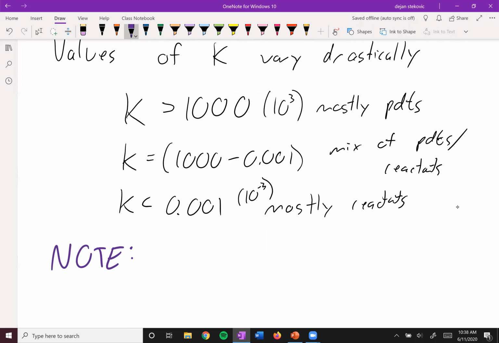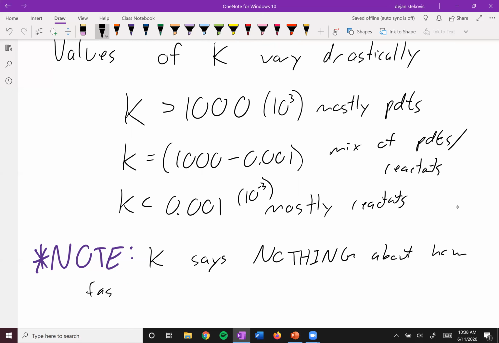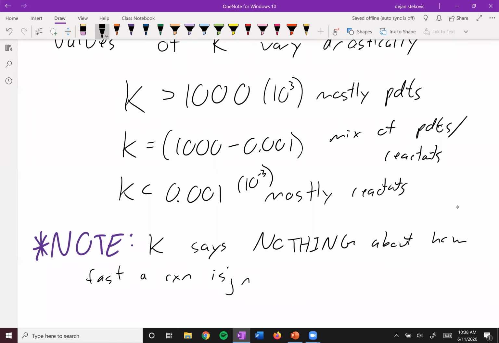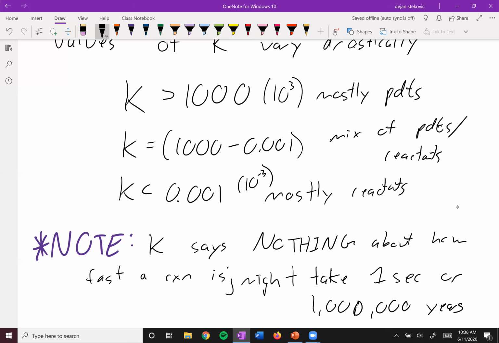One thing to note here is that we are no longer talking about kinetics. We are now talking about equilibrium and eventually thermodynamics. So this K value says nothing about how fast a reaction is. It just tells us where you're going to get to at the end point. So this reaction might take 1 second, or it could take 1,000,000 years. The study of this K will not tell you that. To figure out this stuff, you have to study kinetics. So we'll see an example of K coming up.